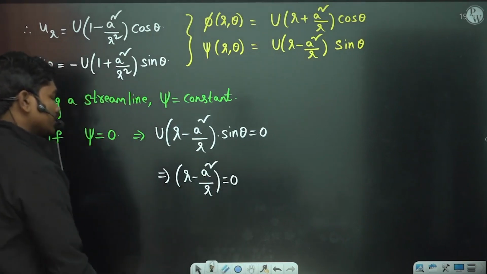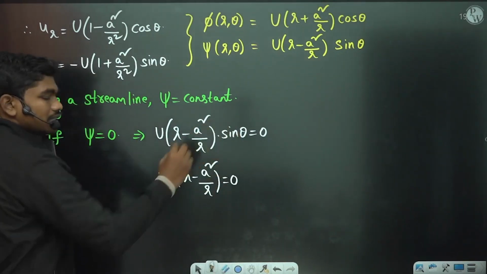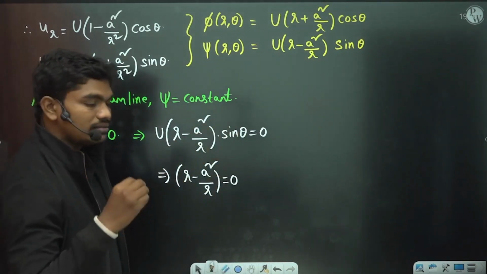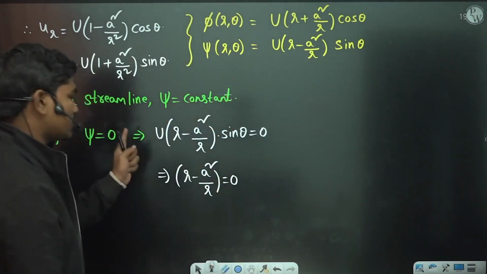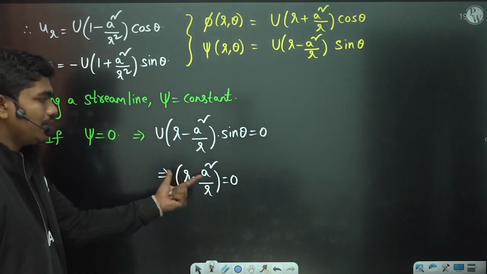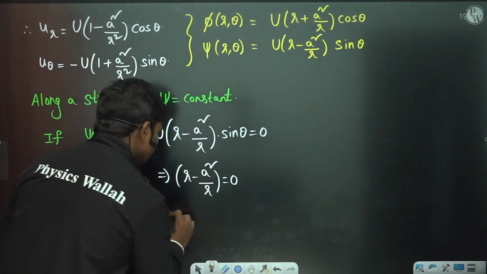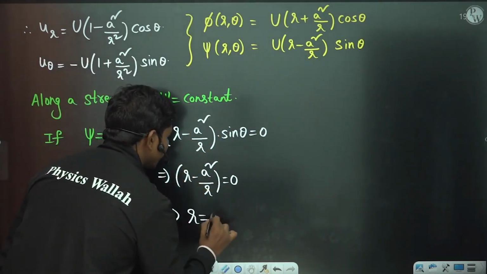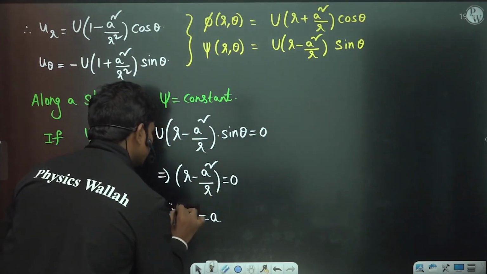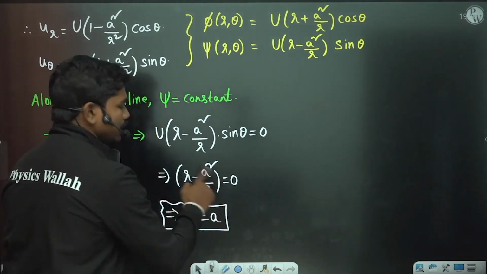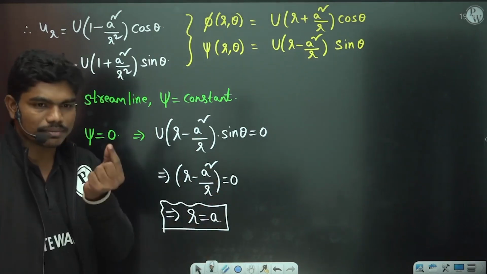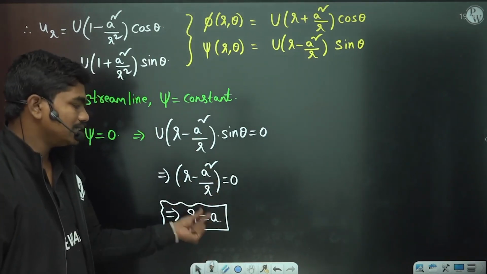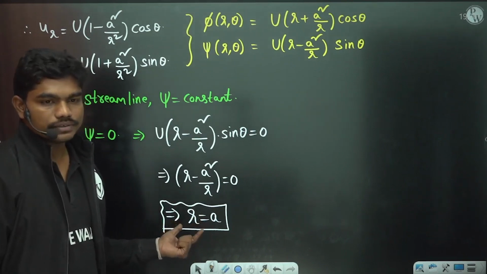Because sine theta equal to 0 gives you only a finite number of points, but irrespective of the orientation, at any given point, if this stream function has to be 0, then this quantity has to be 0. And what does this quantity give you? This implies r is equal to a. For this equation to be 0, r squared minus a squared has to be 0, so small r is equal to a. Since r is a length, I am taking only the positive value.